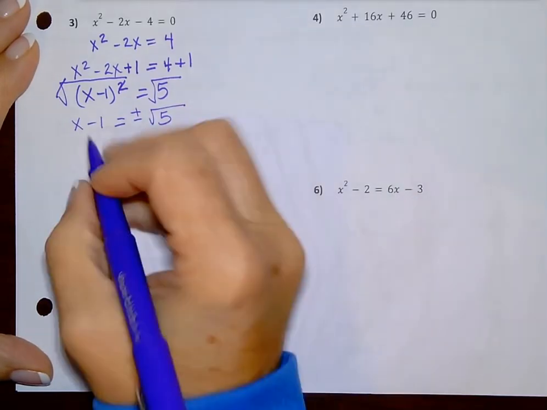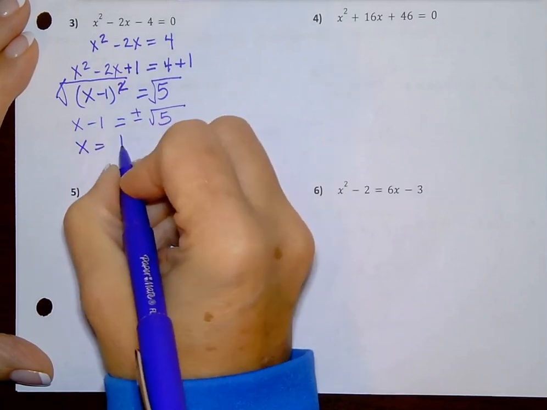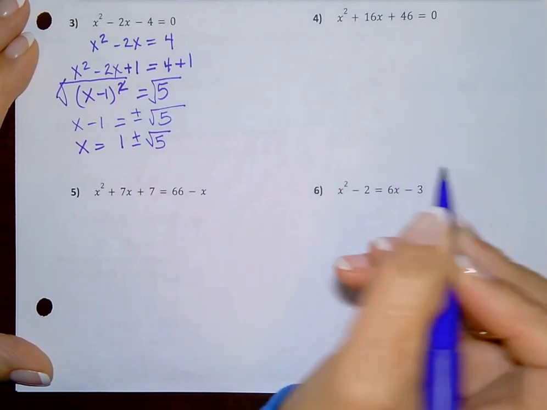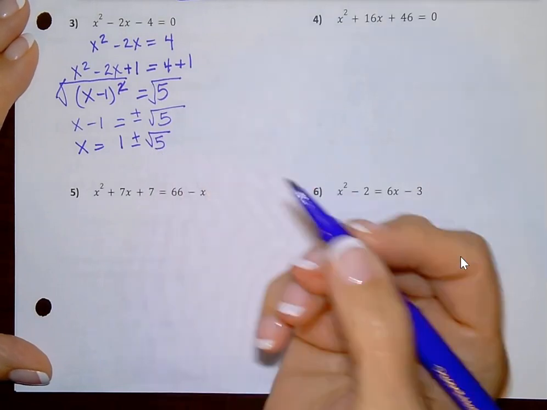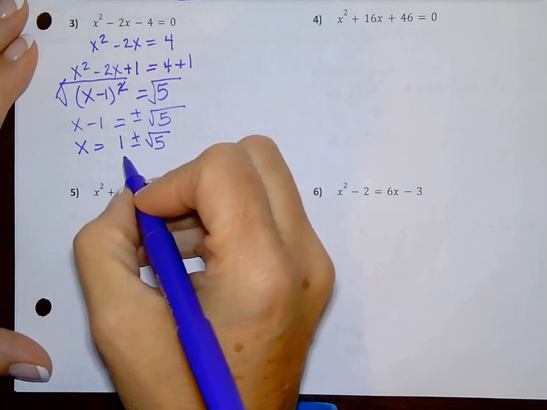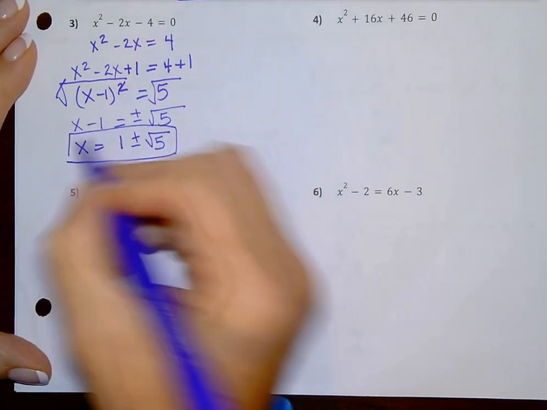So I'm going to add 1 to each side, and I'm going to say x equals 1 plus or minus the square root of 5. If you are told that you can keep your answer in radical form, you do want it to be the simplest radical form. You wouldn't want to leave me a square root that could be simplified. But if you are told to leave in radical form, then this can be your final answer.